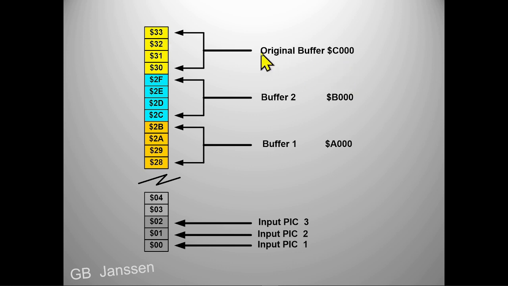Now, let's look at the original buffer. Don't worry about the C00. That's not the memory address. That's the address that you have to calculate to tell the MMU where to find what to display. We're going to be building 2 more sets of these buffers. Buffer 1 will be 28, 29, A, and B. Buffer 2 will be 2C, D, E, and F.